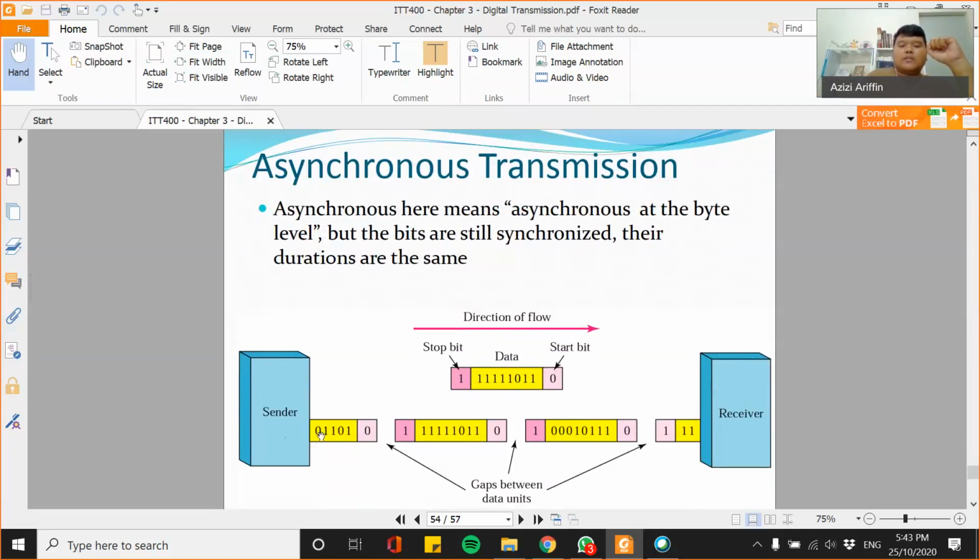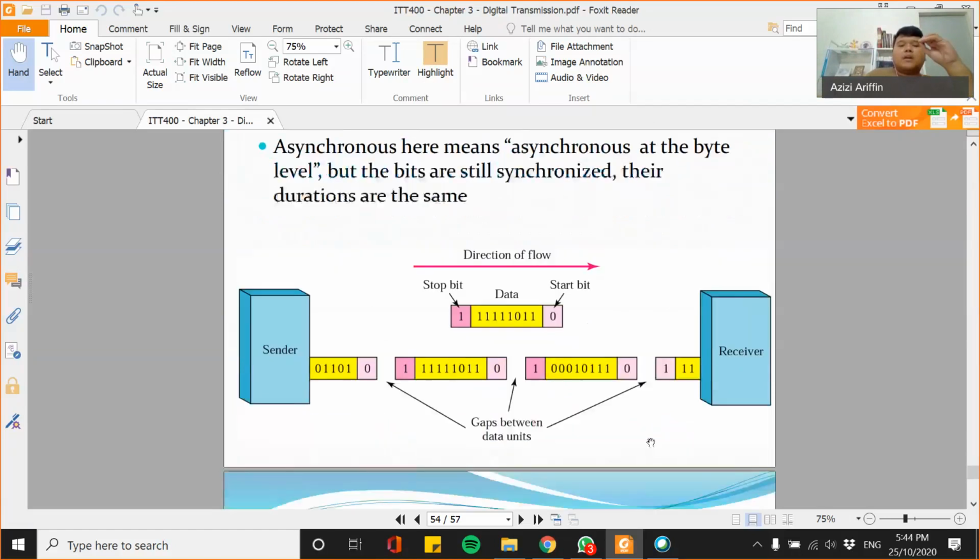So between this bit group tu, dia akan gap dulu. Dia maksudnya dia akan stop dulu. Baru dia hantar balik 0 macam tu. So daripada situ baru receiver tahu dekat mana data tu start dengan stop. Bila dia nak start hantar, dia start hantar.